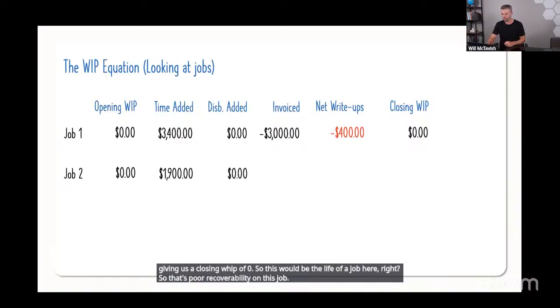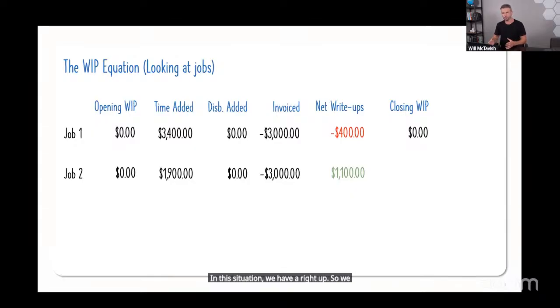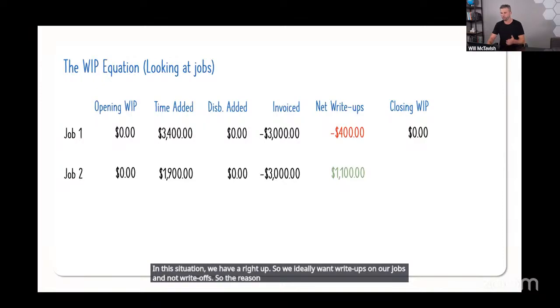Let's look at another job. In this situation, we have a write-up. Ideally we want write-ups on our jobs and not write-offs. The reason that we have net write-ups, we call them write-ups in our reports, is because we want to represent a negative as a bad thing, being a write-off. Cool. So that's the WIP equation.